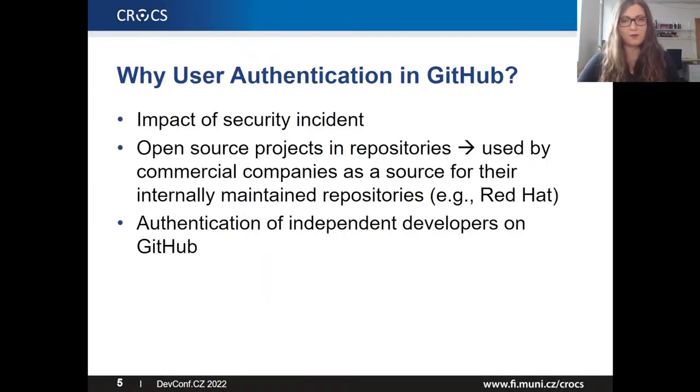So for this project, we focused on a simple piece in upstream development, the authentication of independent developers on GitHub. The main reason for that was the possible impact of a security incident, as we can see from the previous slide with the two triangles. Some companies, including Red Hat, use open source projects as a source for their internally maintained repositories. These internal repositories are maintained according to defined and verified processes. However, the input to these repositories, the input source code, is code created by independent developers. And these developers are external to the company.